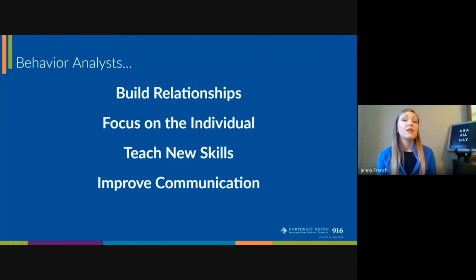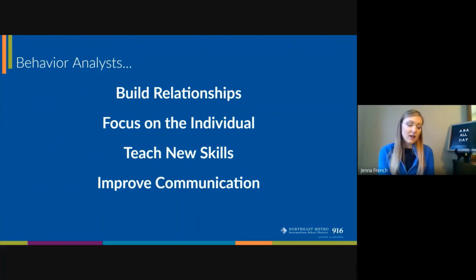Behavior analysts build relationships. They learn about the individual. They try to figure out what the individual likes. They follow their lead. They also want to, it's called pairing with reinforcement, but building that relationship, showing them that when the behavior analyst is around, good things happen. And they work on getting to know the individual and what they like and dislike. They focus on the individual.